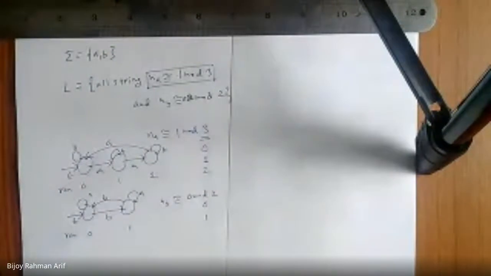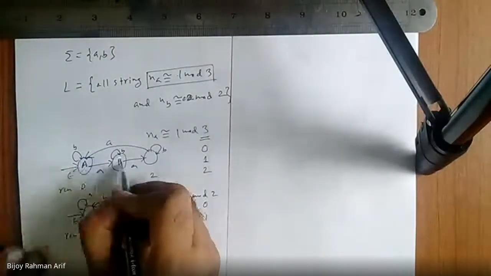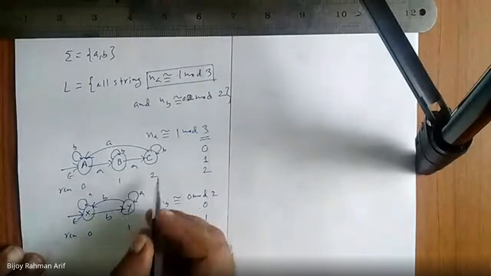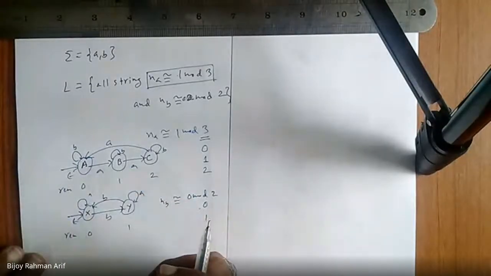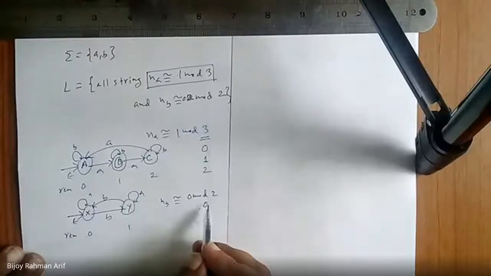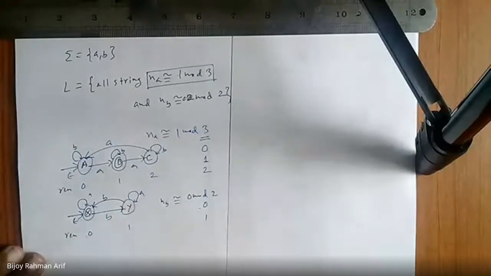Okay. Now what are the states? Let's call them A, B, C, and let's call the other ones X, Y. What is the final state for this one? Remainder 1, so B is my final state. Here, what is the final state? X is my final state, right? Yes, sir. Okay, so let's apply the previous technique.